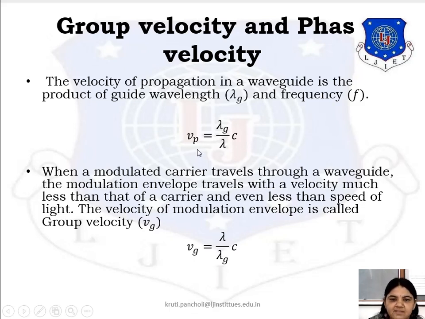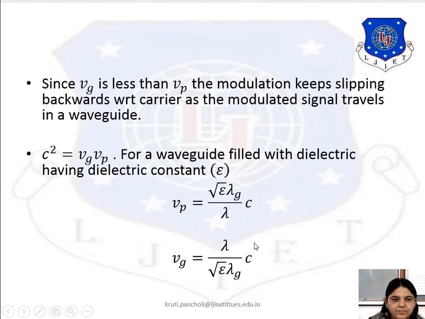The phase velocity and group velocity equations we need to remember for solving the examples. Vp is equal to lambda g upon lambda into c, and Vg is equal to lambda upon lambda g into c.